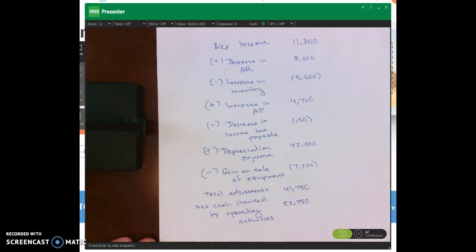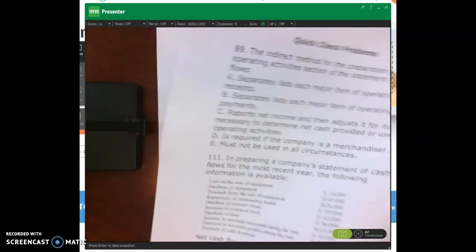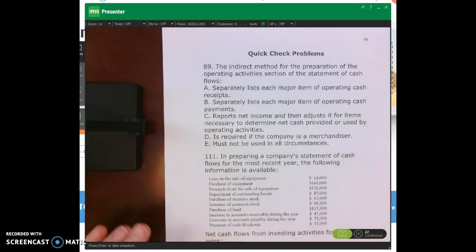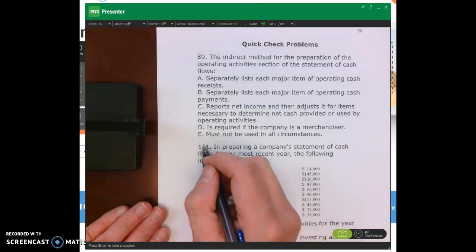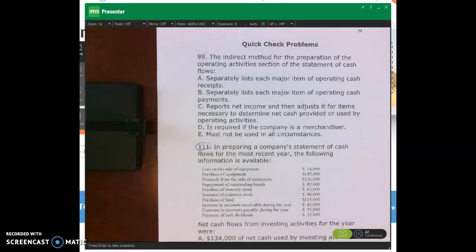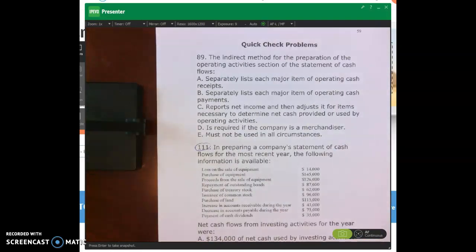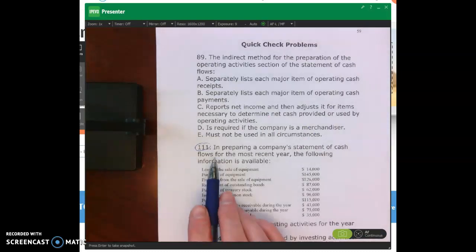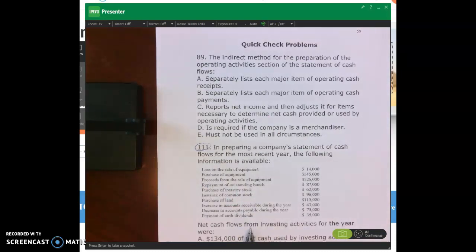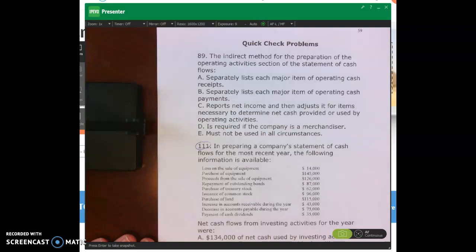Okay? So what I want to do now is look at this quick check problem right over here. And we're going to do this one later. So I'll hold off on that one, okay? But why don't you go ahead and pause the lecture video and do this quick check problem. Okay, hello and welcome back. So as I said, this one deals with investing activities, so we'll do this one in the next lecture video. This one is the one I wanted you to do right now.